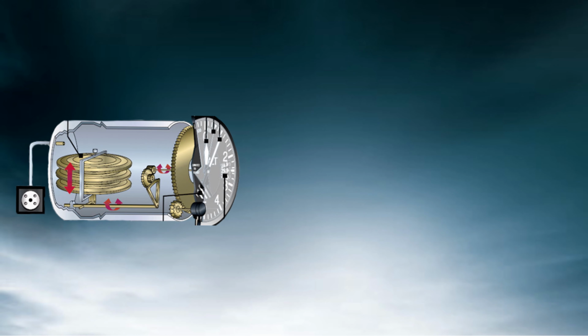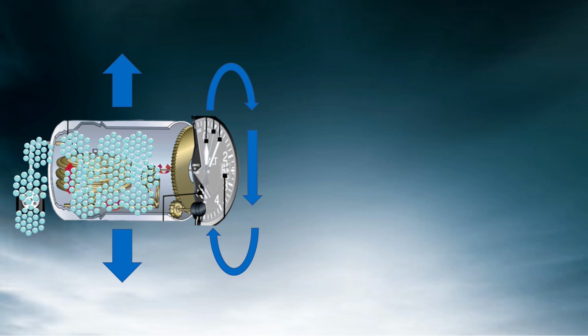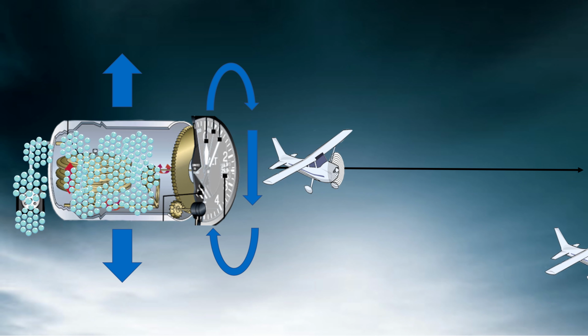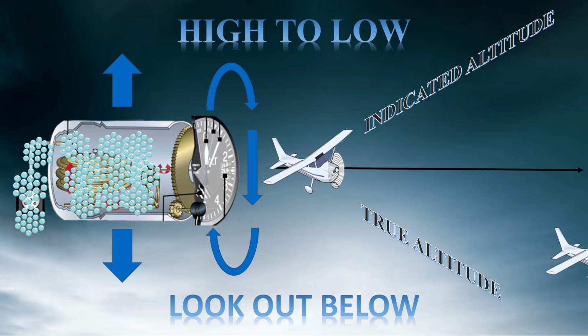High to low, look out below. When the plane enters an area of colder, lower pressure, the aneroid wafers expand and the indicating pointers move clockwise. Watch how the plane changes in height. Without corrections, the indicated altitude on the face of the instrument is higher than the aircraft's true altitude, which is lower.